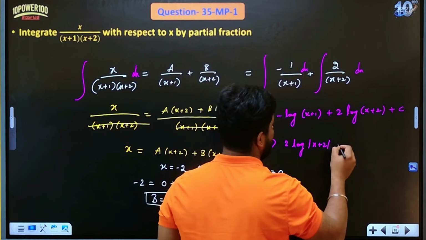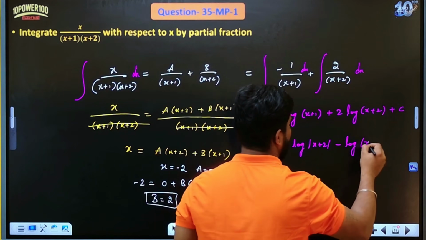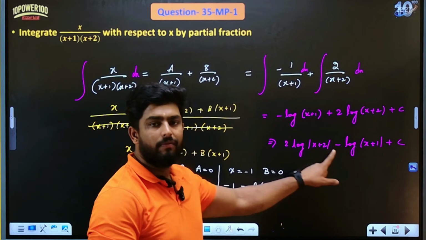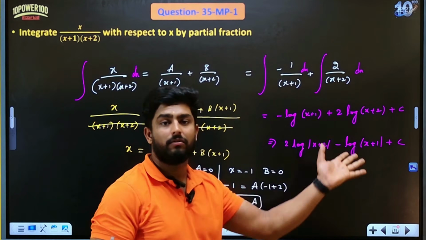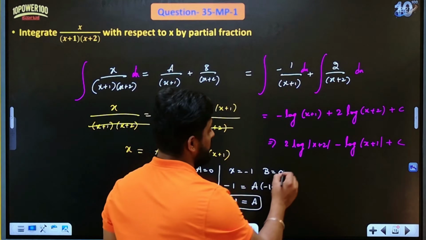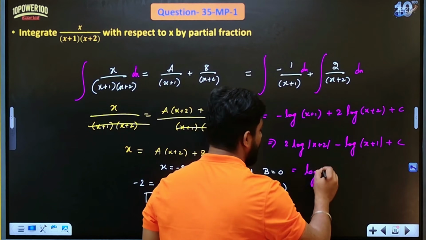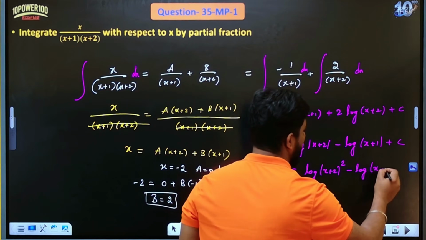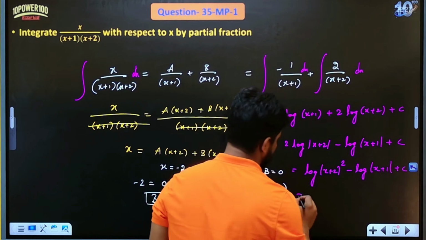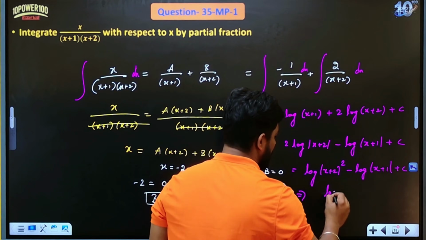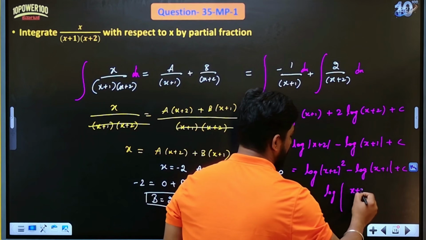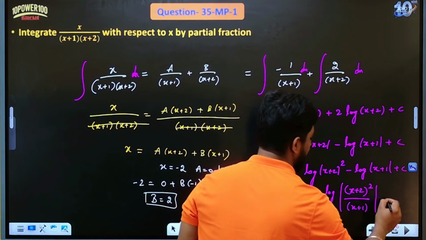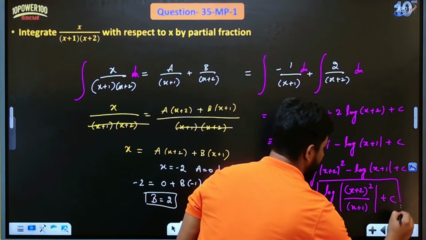x plus 2 minus log x plus 1 plus c. See, it's already 2 log of mod x plus 2, children. Okay, this 2 has to go here to apply the log a minus log b property. So this becomes log mod x plus 2 whole square minus log x plus 1 plus c. So finally log a minus log b is log of x plus 2 the whole square divided by x plus 1 plus c.